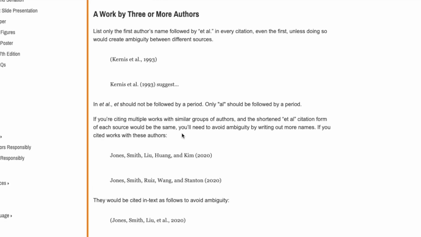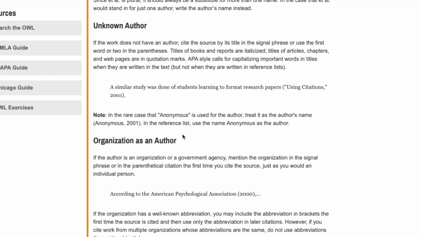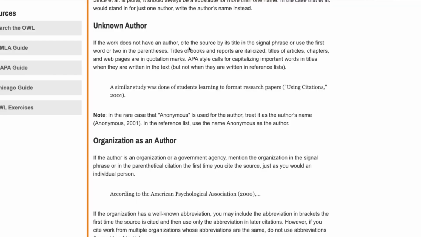Cool. You might also run into the issue of an unknown author. You'll find that actually a lot if you're looking at web pages and citing web pages. So if you don't have the author, or the author is unknown, here again, if the work does not have an author, cite the source by its title in the signal phrase, or use the first word or two in the parentheses.